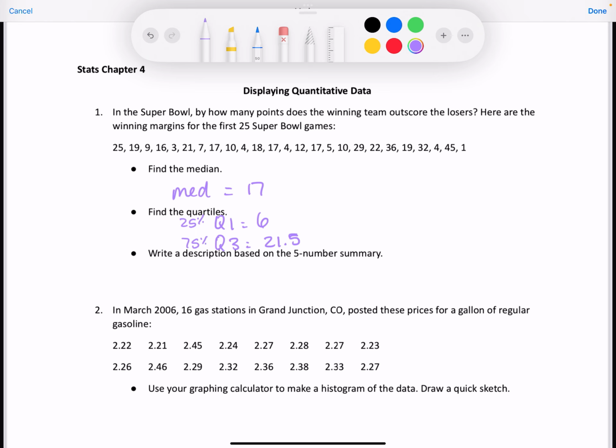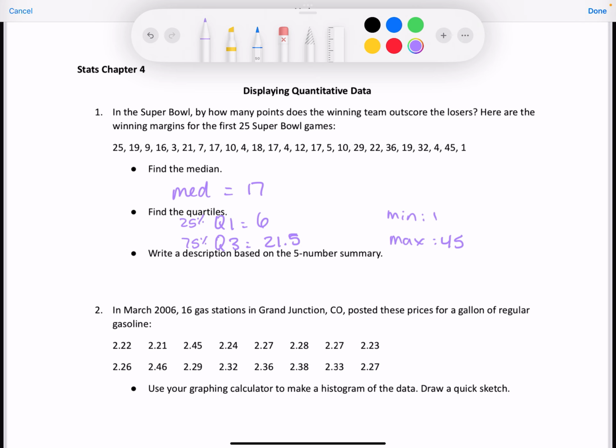All right, and not that it asks for it, but because we're going to be writing a description with our 5-number summary, what was our min? Minimum was 1. Okay. And what was our max? 35. That's just like the biggest and smallest number. Yes. So this is by how many points that the winning team outscored the losing team.